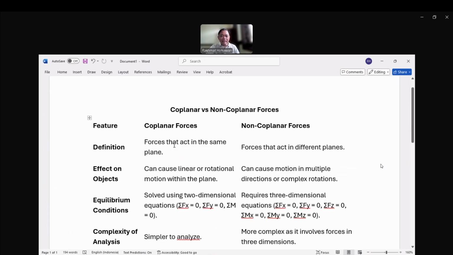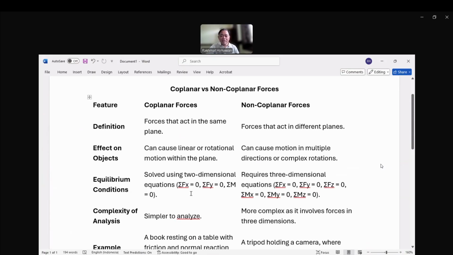So forces that act in the same plane are coplanar, while non-coplanar forces act in different planes. For coplanar forces, the effect on the object can cause linear or rotational motion within the plane. While non-coplanar forces can cause motion in multiple directions and are more complex. For coplanar forces, we only use sigma Fx equal to 0, sigma Fy equal to 0, and sigma moment equal to 0. So this is most of what we use for coplanar forces.